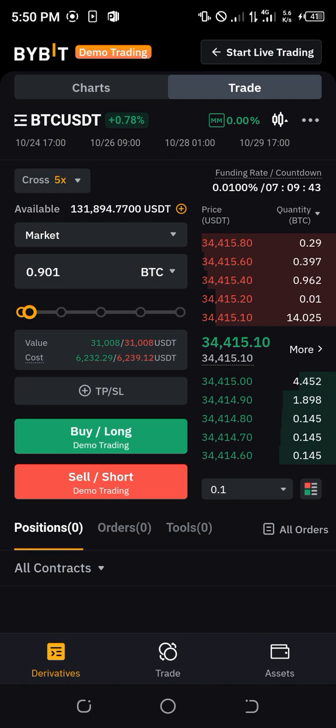Okay, so that is it on position sizing, and then do well to practice it.